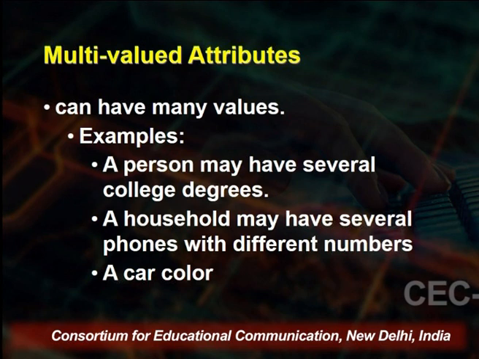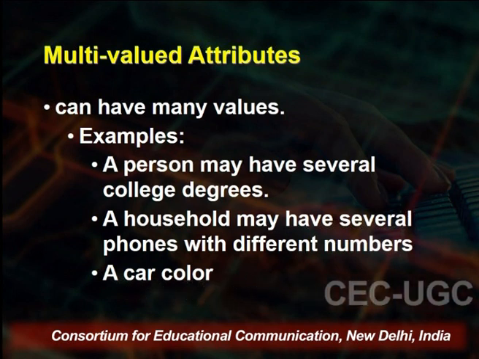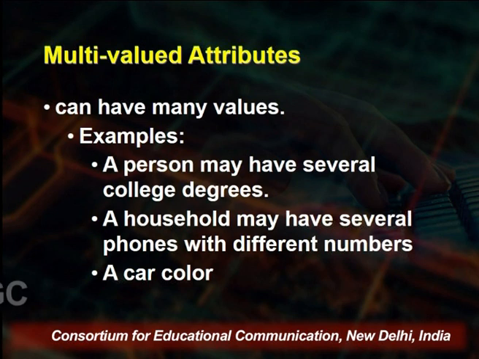Now if we talk about multi-valued attributes, these can have many values. For example, a person can have several college degrees, or it is very common to have one person with many mobile numbers, many as in like 2 or 3. So the mobile number in that particular case is going to have many values, which is why it is known as a multi-valued attribute. Or a person may have various college degrees, so education is also a multi-valued attribute.